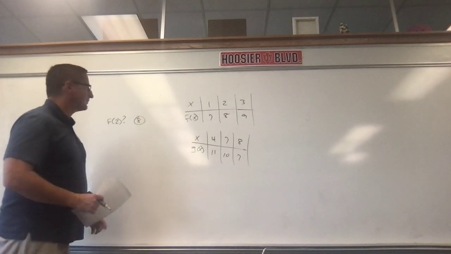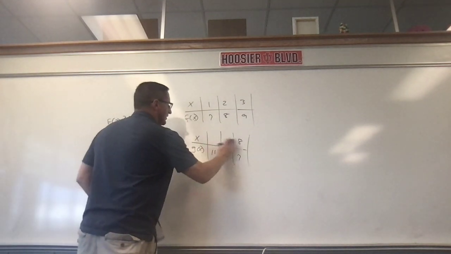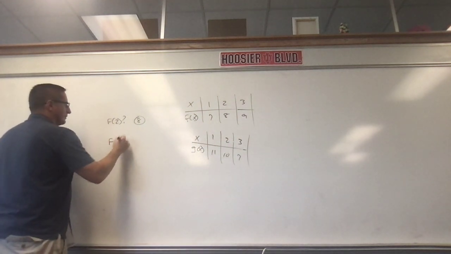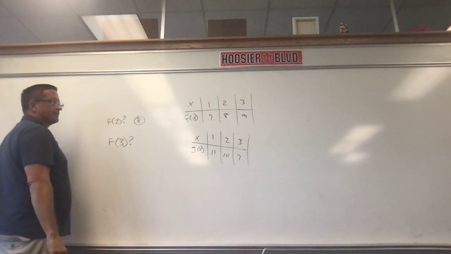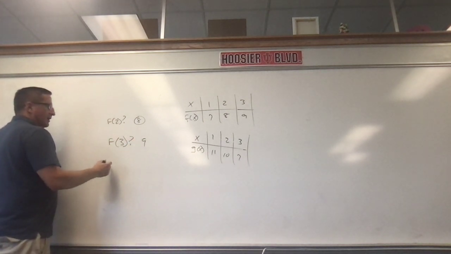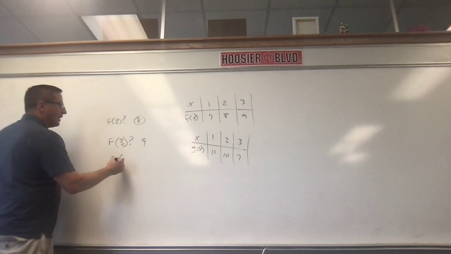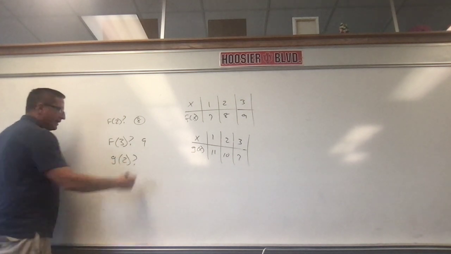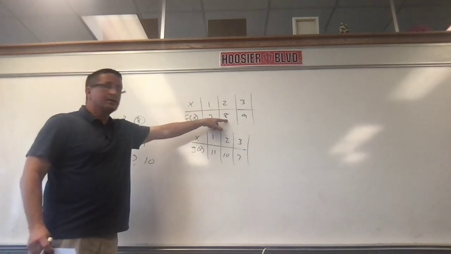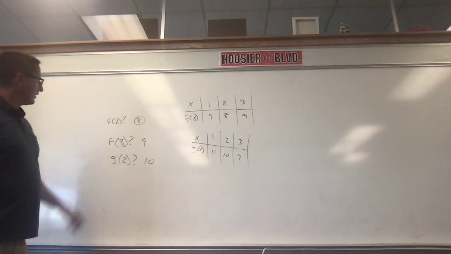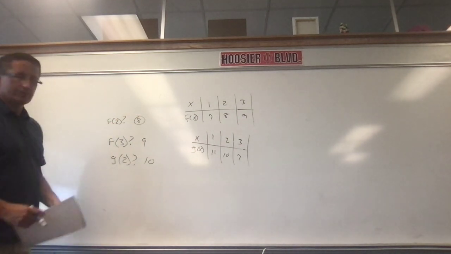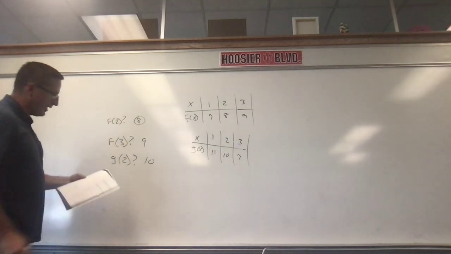Okay, let's do this. I'm going to change this. Should have done that in the first place. How about f of 3? 9. Okay? Good. How about g of 2? 10. How'd you get that? I thought it was 8. Right. These ones you have to look for the f function. These ones you have to look for the g function. You got that? Okay. I'm not trying to trick you. I just want to make sure because that's what they're going to ask you on this.